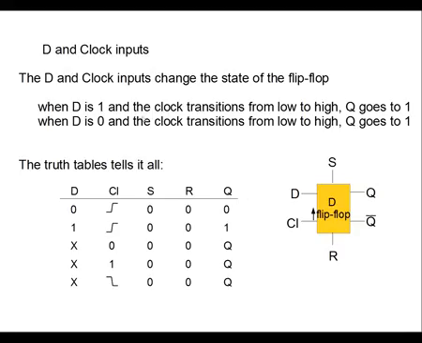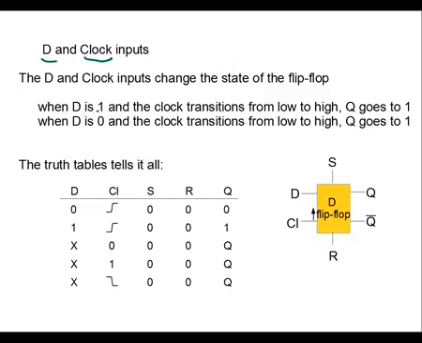Okay, let's look at the D and the clock input. Now these work together. You can't talk about one without the other. So the D and the clock work together to change the state of the flip-flop. You said, well, we already have a way of changing the state of the flip-flop. That's set and reset. Well, this is a way of changing the state of the flip-flop at certain, well-controlled times. Okay, so here's the rule.